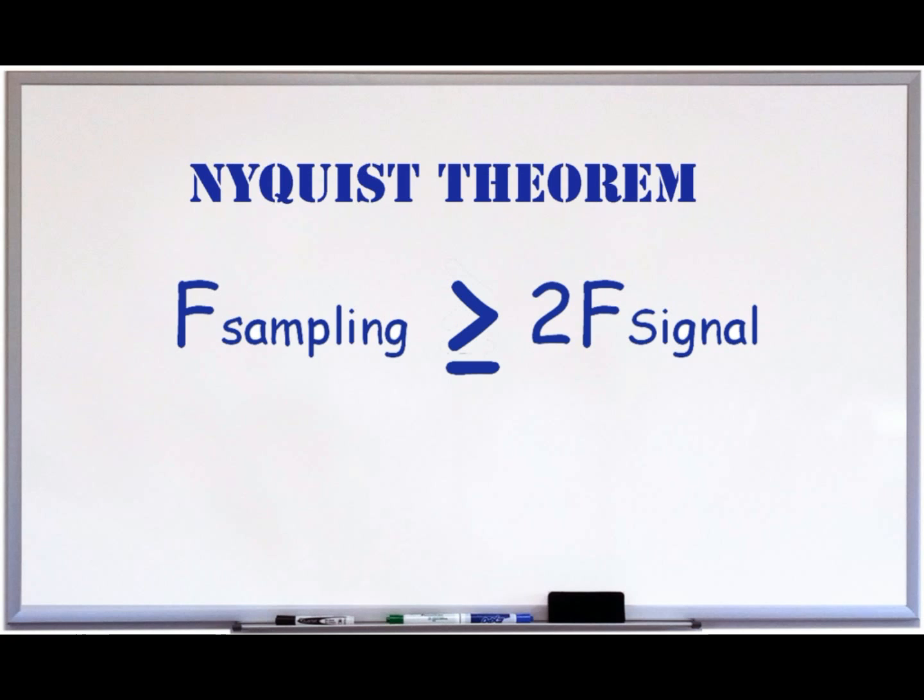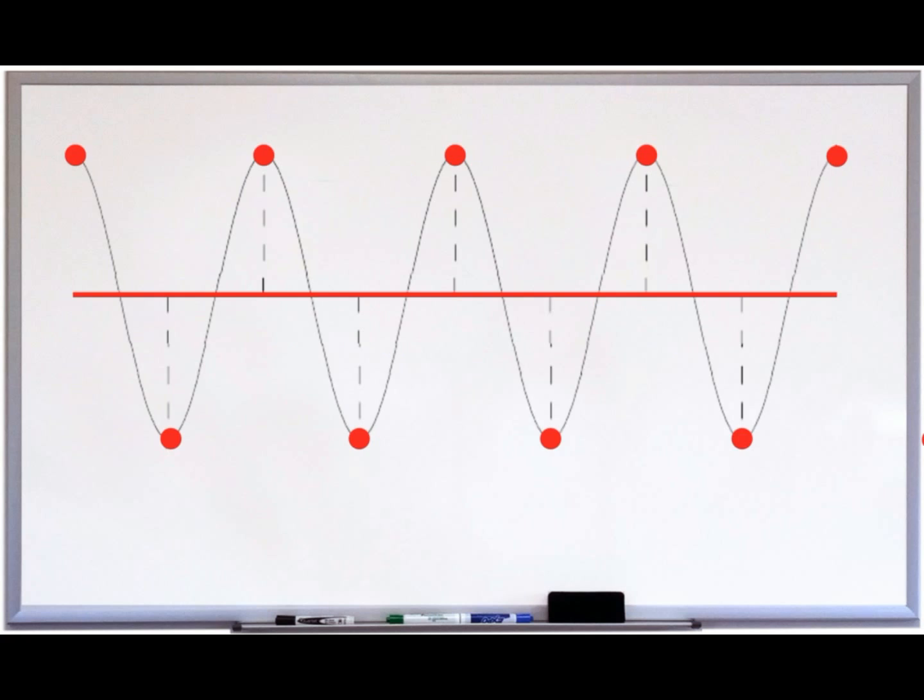According to the Nyquist theorem, the sampling frequency must be at least twice the highest frequency contained in the signal to avoid aliasing. The Nyquist criterion guarantees that there are enough sample points to properly reconstruct the signal, provided the signal is a sine wave.